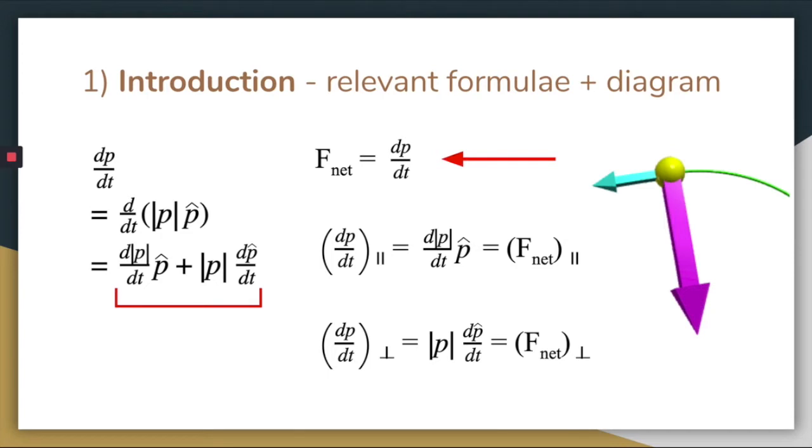Looking at the result we obtained on the left, it becomes apparent that the two terms in the equation are simply the parallel and perpendicular components of dp/dt. And since dp/dt is equal to F net, we can similarly write the parallel and perpendicular components of F net, which I've done to the right. This diagram on the right also helps us visualize this, where the blue arrow is the parallel component of F net and the purple arrow is the perpendicular component of F net.